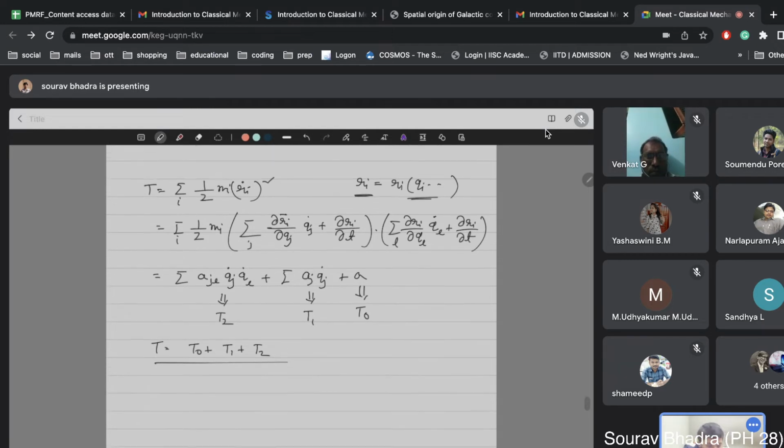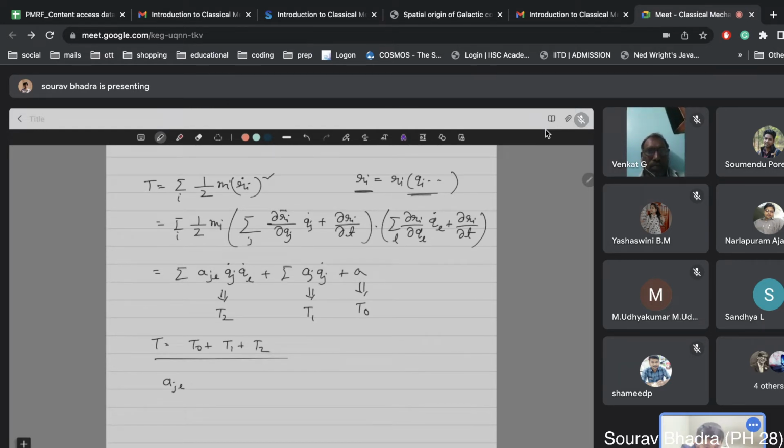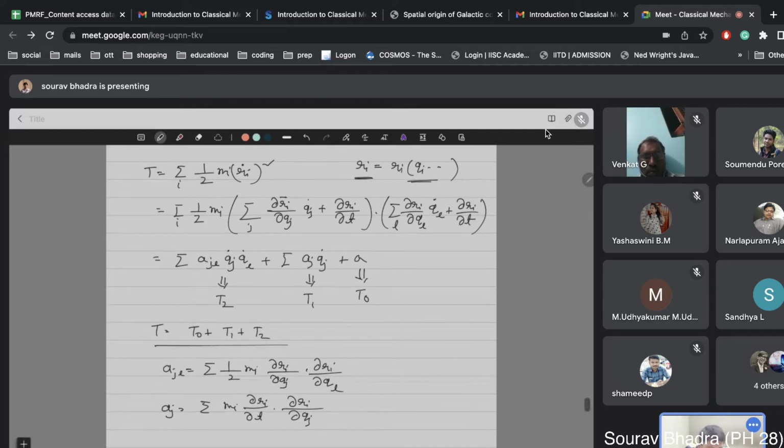And here the coefficients are like this, m_i del r_i del q_j, summed over i. You can go through those lectures and you will see the same thing there also. Maybe I have used different notation, I mean i, j, k, l, that is up to you. So these are the coefficients.